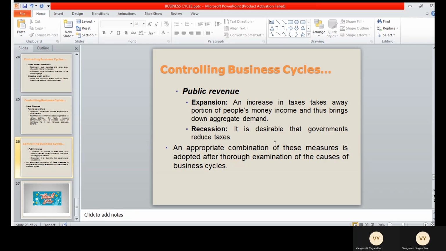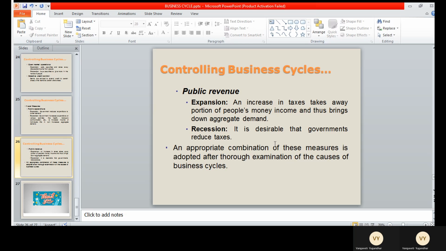If it is recession, it is desirable that the governments reduce taxes. If the government reduces taxes, what happens automatically? People have more money, and with that more money, they try to spend again. They overcome, or the economy overcomes, the recession.